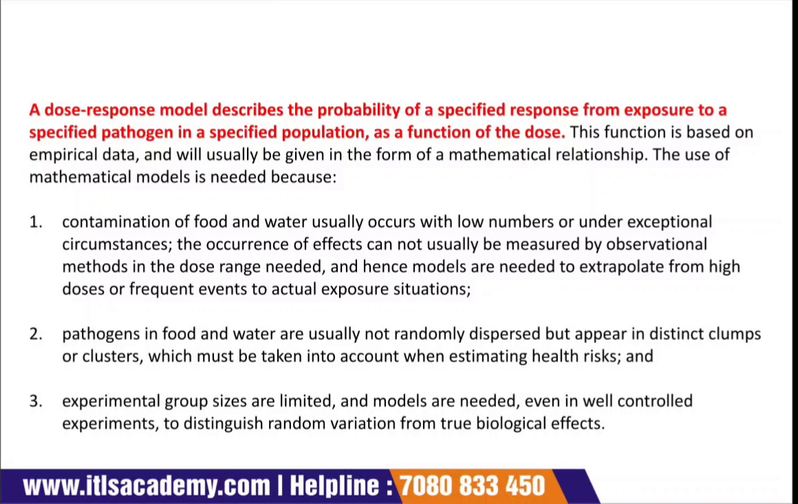Now, the third point says experimental group sizes are limited, that is, the models are needed. Whenever the experimental group sizes are of limited number, then the mathematical model is needed. Even in a very well controlled experiment, when the experiment is being conducted in a very controlled manner, to distinguish a random variation from a true biological effect, this mathematical model is needed.